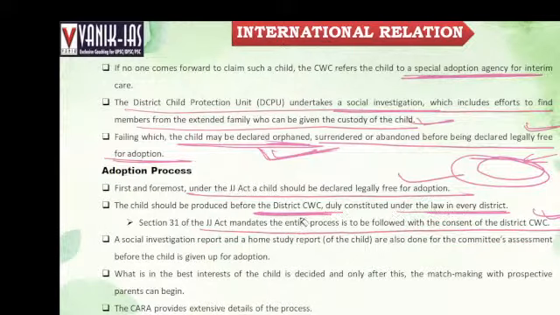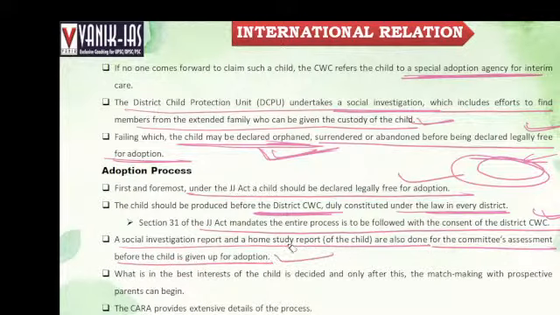The social investigation report and home study report of the child are also prepared for the committee's assessment before the child is given for adoption. So a detailed report of the child is given to the CWC for assessment before the child is given for adoption. The best interest of the child is decided only after this, and then matchmaking with prospective parents can begin. Based on the interest, what is the best interest of the child? What can be the best thing that can be done for the child?